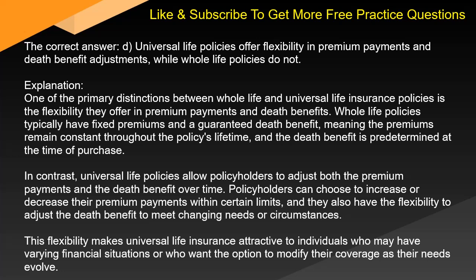In contrast, universal life policies allow policyholders to adjust both the premium payments and the death benefit over time. Policyholders can choose to increase or decrease their premium payments within certain limits, and they also have the flexibility to adjust the death benefit to meet changing needs or circumstances. This flexibility makes universal life insurance attractive to individuals who may have varying financial situations or who want the option to modify their coverage as their needs evolve.